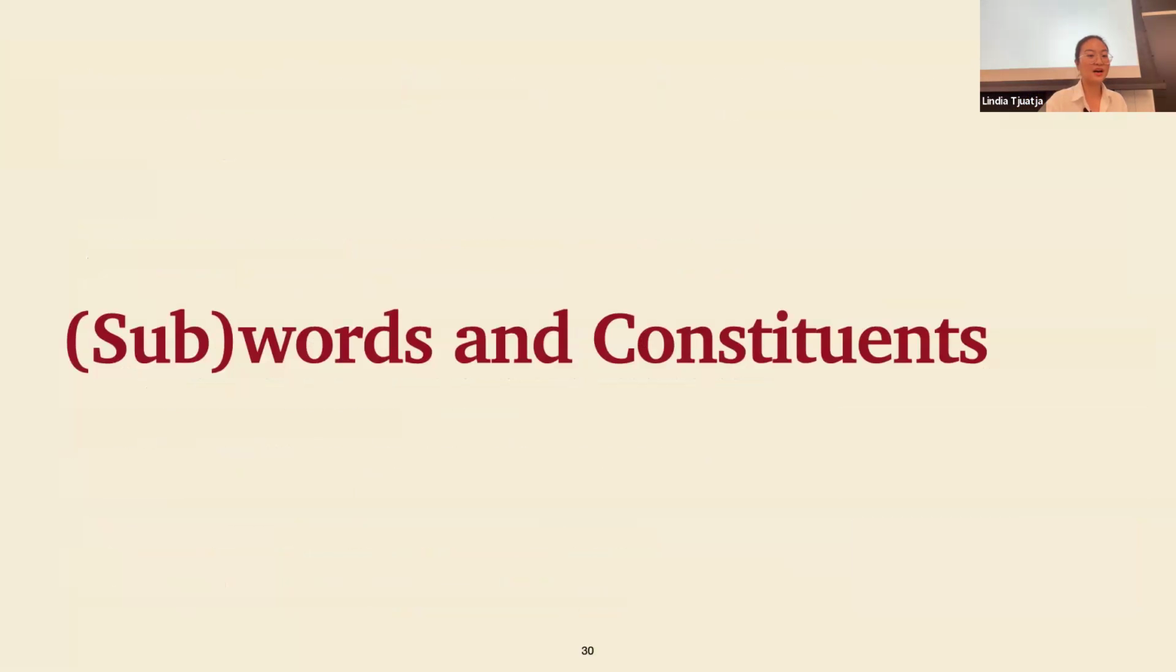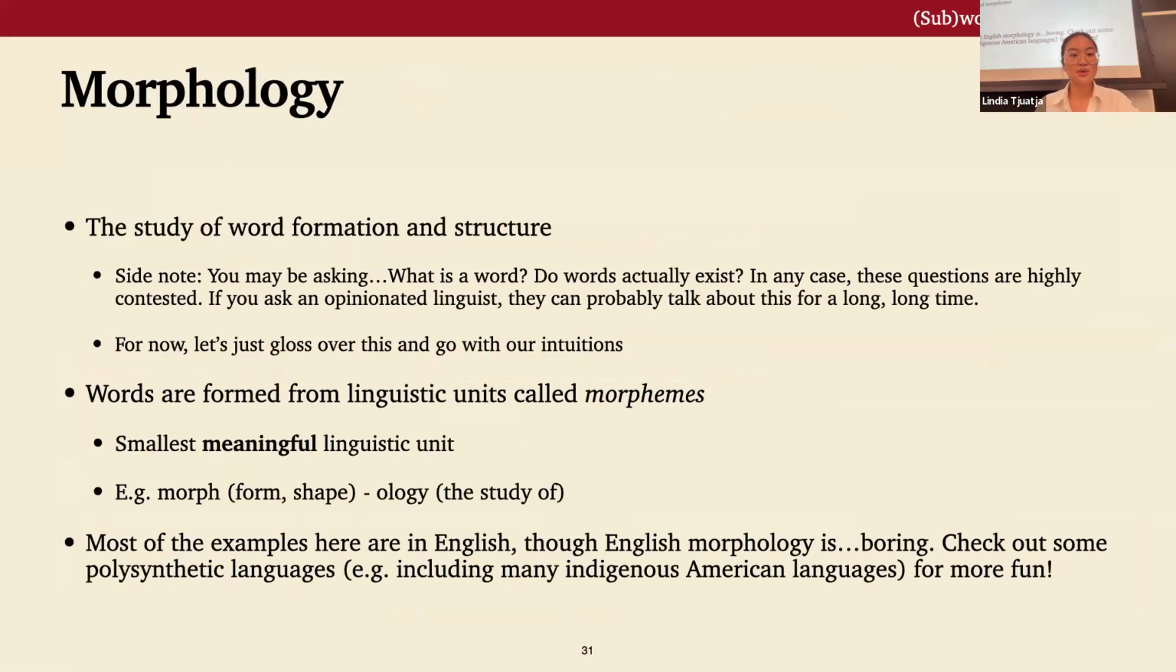Okay, so now popping one level up in abstraction, we can move on to subwords and constituents. Morphology is the study of word formation and structure. And if you've ever armchair philosophized or thought a little bit too hard about what you were saying, you might be like, what is a word? Do words exist? And this is actually a very valid question. Lots of linguists have thought about this. Lots of linguists continue to debate about it. If you ask someone who's really opinionated, they will go for a very, very long time talking about whether or not they believe a word exists.